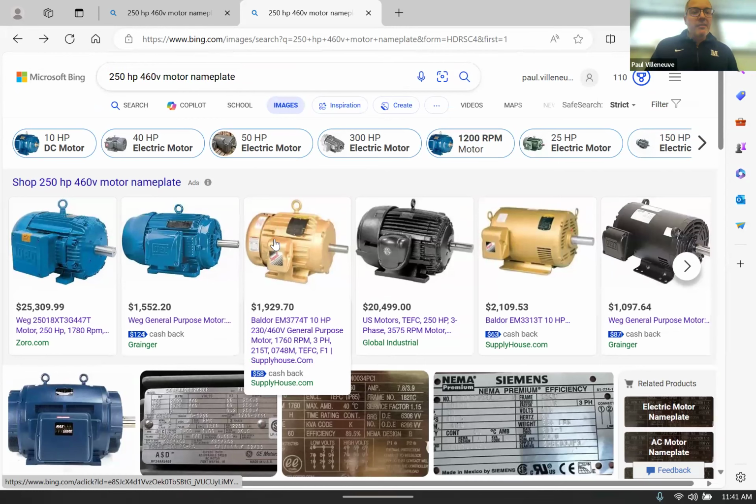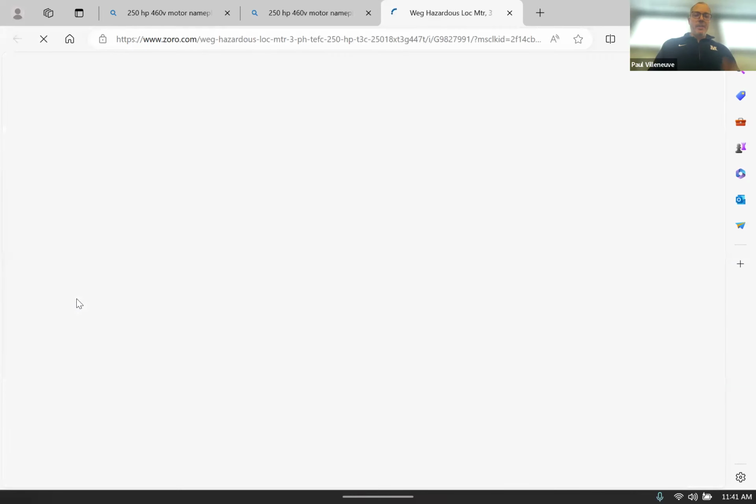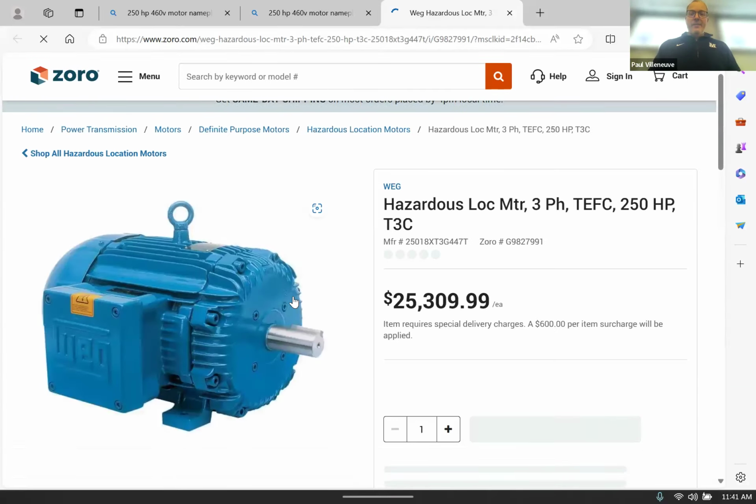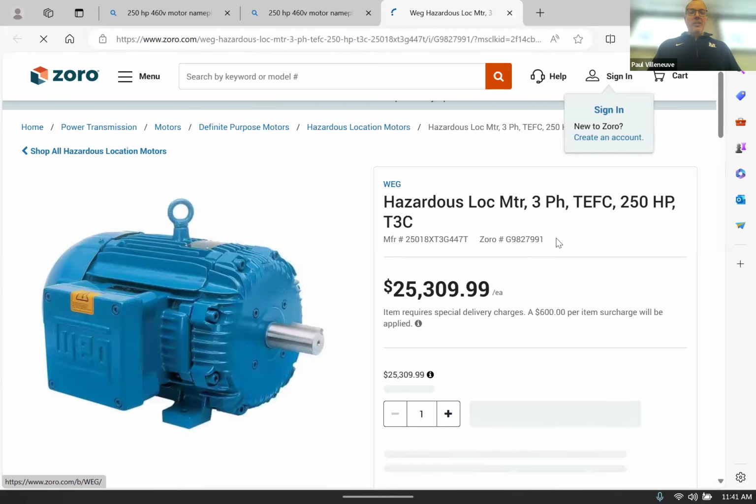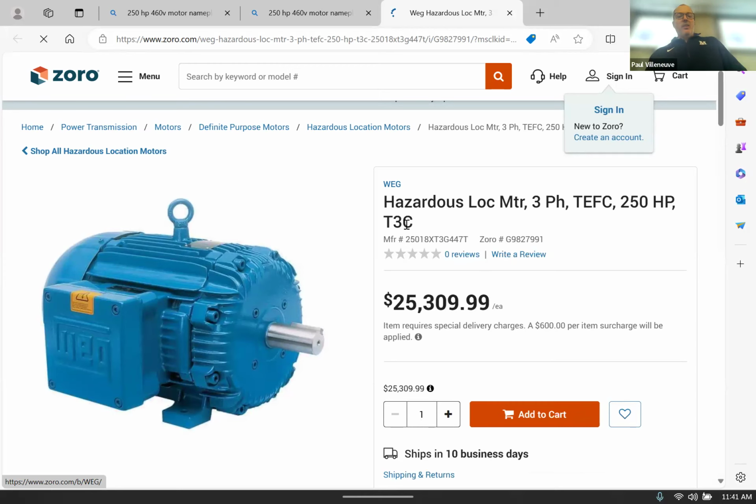So let's see. This one right here is a $25,000 motor for probably a NEMA Design B. But this is totally enclosed fan cool. That's probably a little bit fancier. It needs to be a little bit bigger. It's also hazardous location. I mean, to know about hazardous location, if you're electrical, you have a lot more concern than most other disciplines.